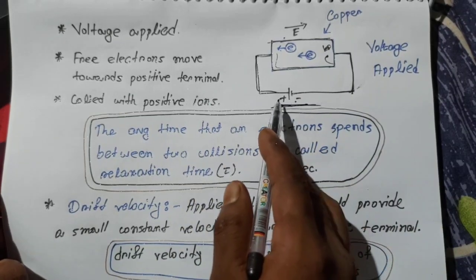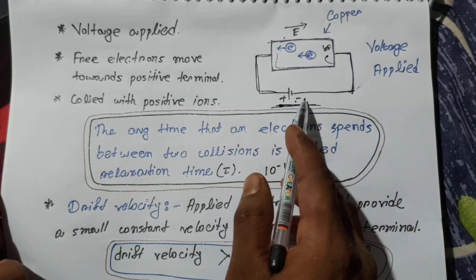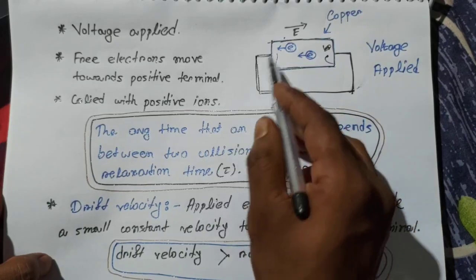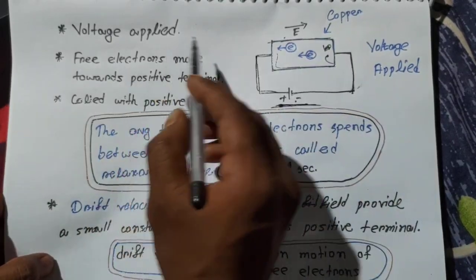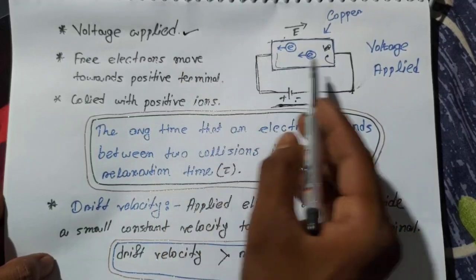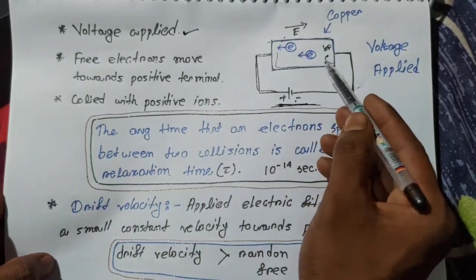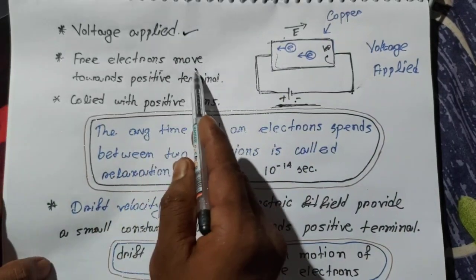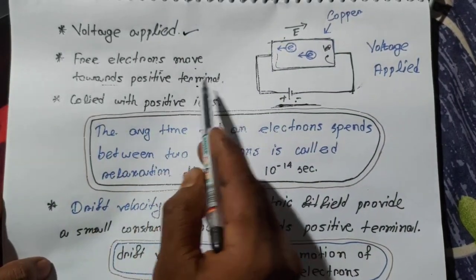Positive terminal, negative terminal. So current will flow in this direction. We will talk about that one. Okay, so voltage is applied, at first condition, to this copper metal, and free electrons move toward the positive terminal.